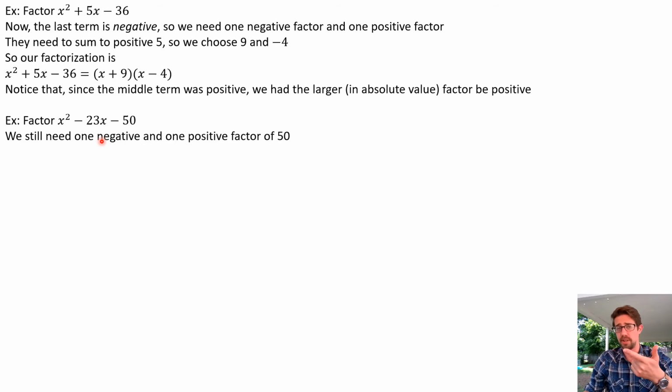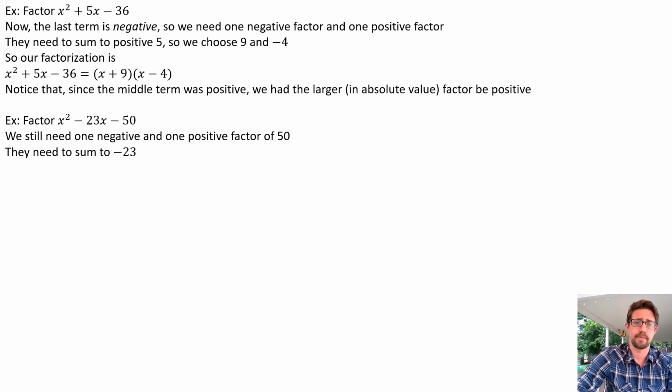Is it 1 and 50? No. Is it 2 and 25? Oh, wait, actually, yeah, it is that, right? So the only difference now is, since 25 has more absolute value, we need this to be negative. You give the negative to the 25 because it's going to be like minus 25 plus 2. That's how you get to your negative 23. Okay, so it has to be that way.